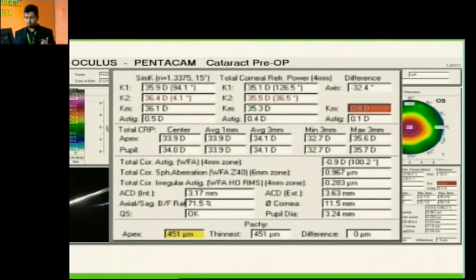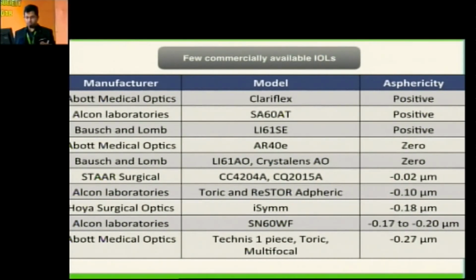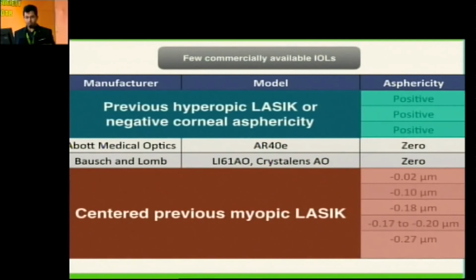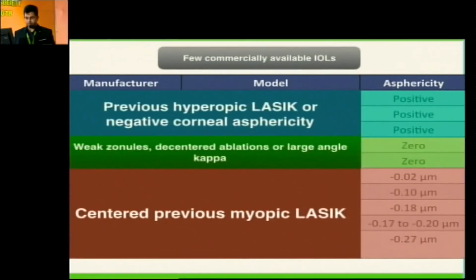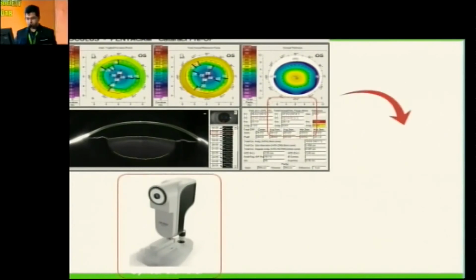Here again, this is the cataract pre-op map, which gives us the total corneal refractive power, which is based on Snell's law and takes into account the refractive index of the anterior and the posterior corneal surface, and gives us also the total corneal spherical aberration. Based on this, we can choose whether we want to go for a positive aspheric IOL, a zero aspheric IOL, or a negative aspheric IOL, depending on the pre-existing spherical aberration of the cornea. So here also this can be used. I'll just quickly brush through. This can be used for IOL power calculation with the Holladay 2 formula.